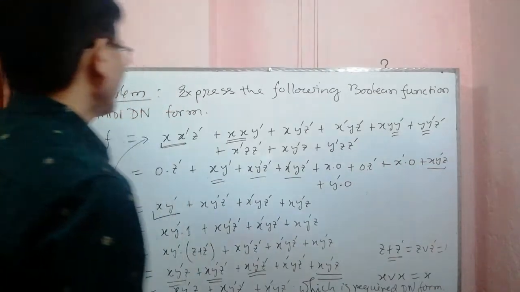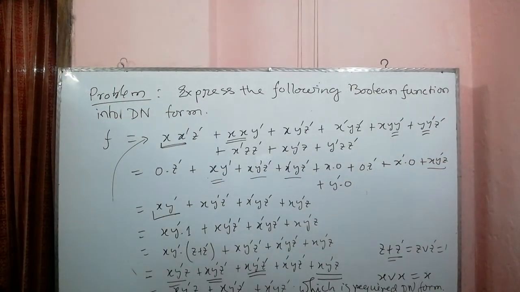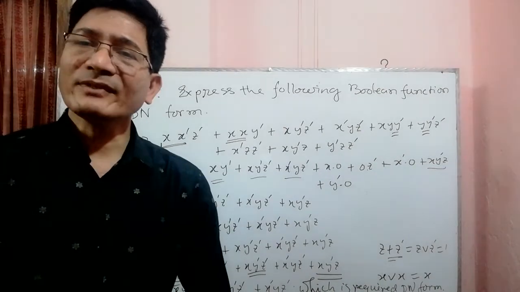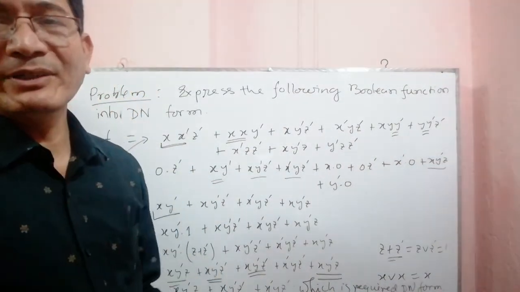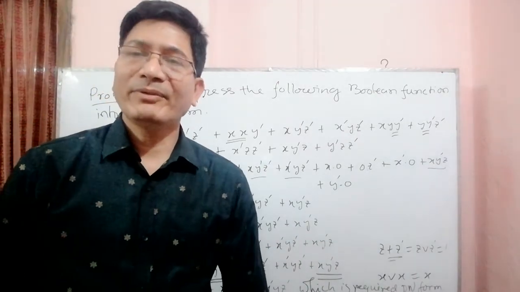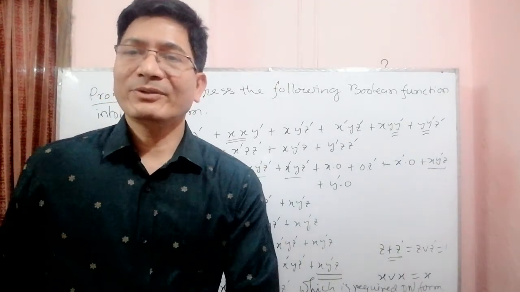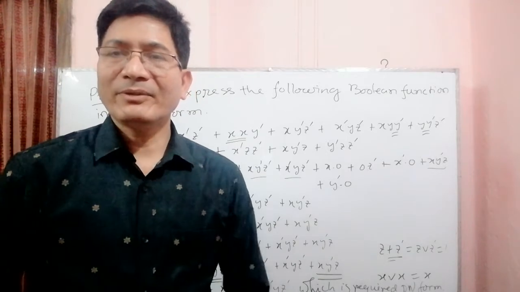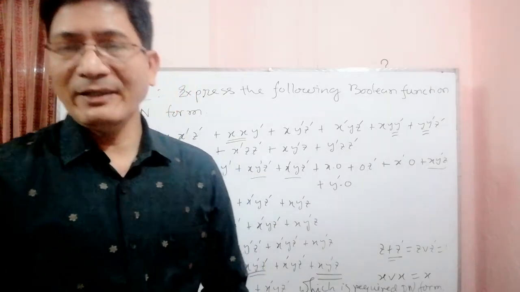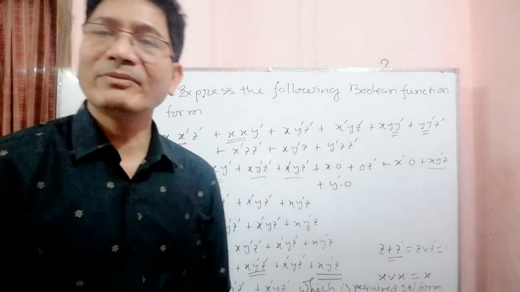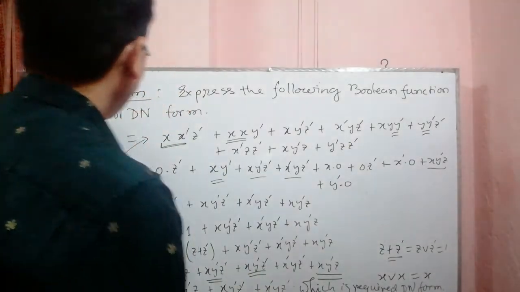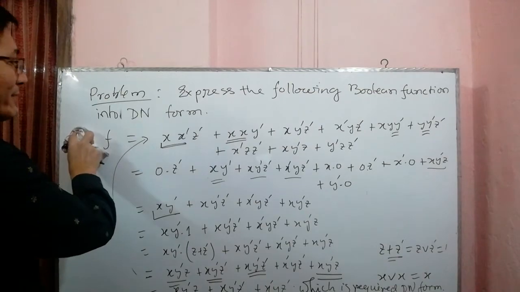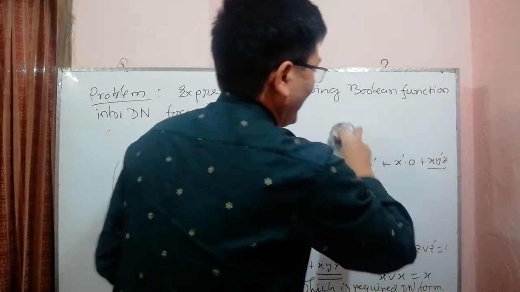Okay, dear students, this was our problem and this was our solution. So I do believe it is somewhat clear to you how we can bring any given Boolean function into DNF. I'm giving you another example, and by this example it will be crystal clear to you.